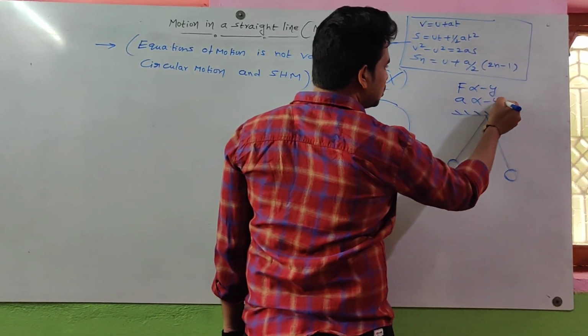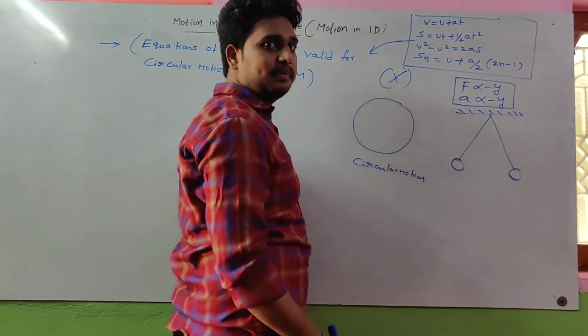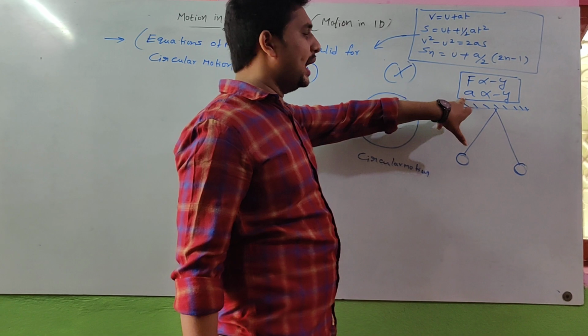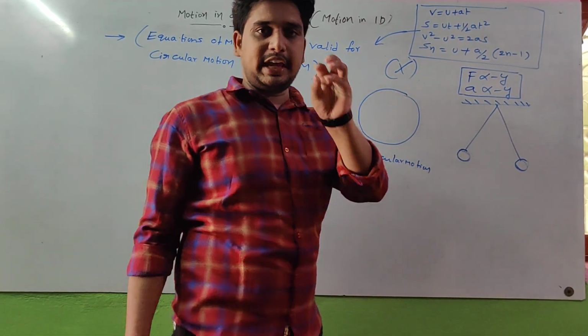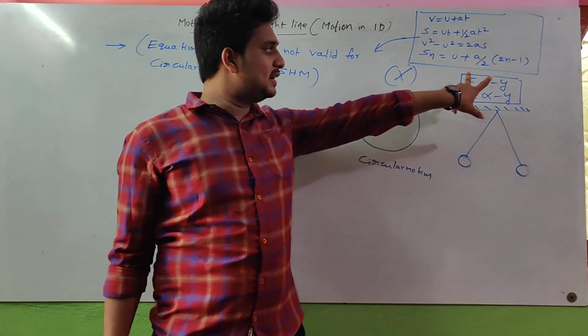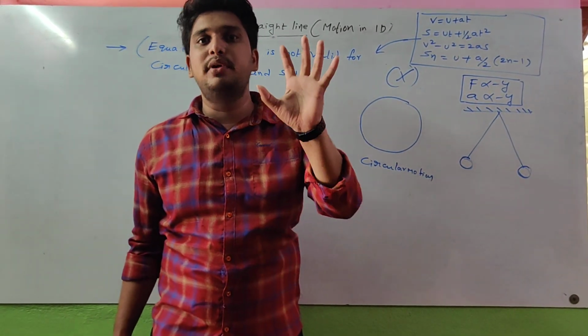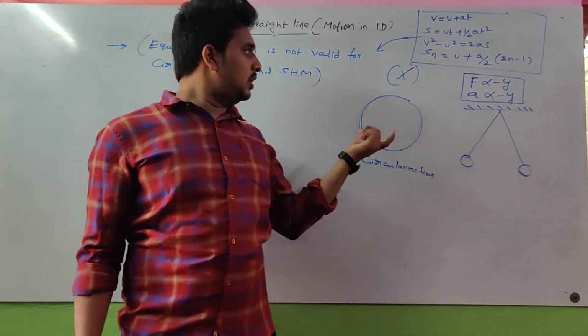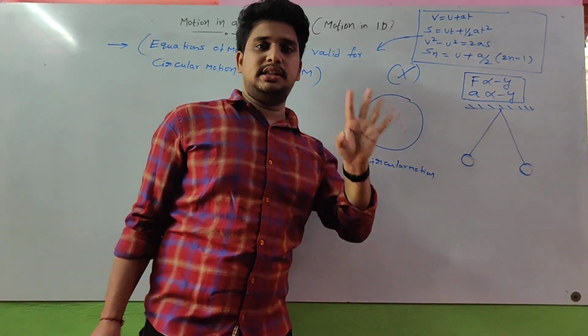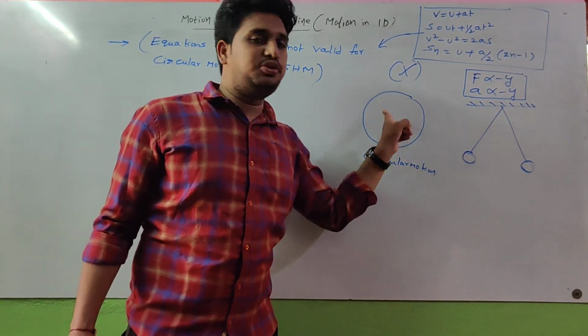Acceleration is directly proportional to displacement, so it is the negative of displacement here. So these two conditions are satisfied. If any oscillation or any motion satisfies these two equations, then that motion is said to be a simple harmonic motion. The 4 equations of motion are not valid for these two.